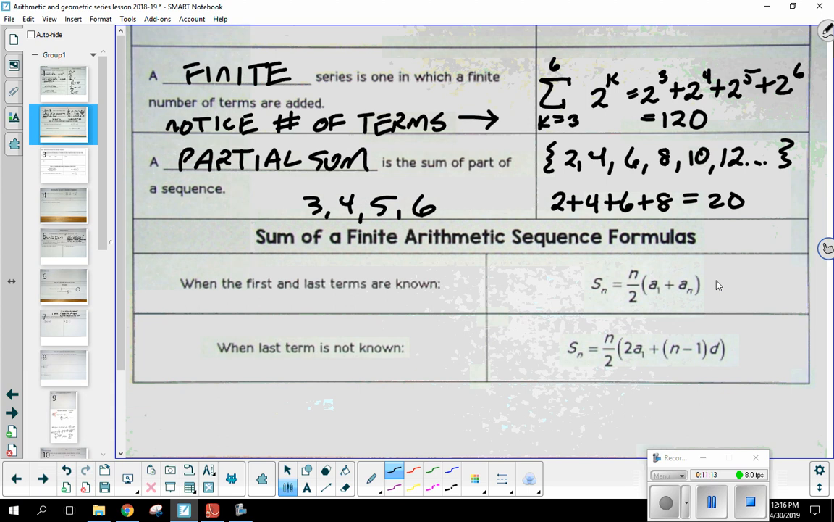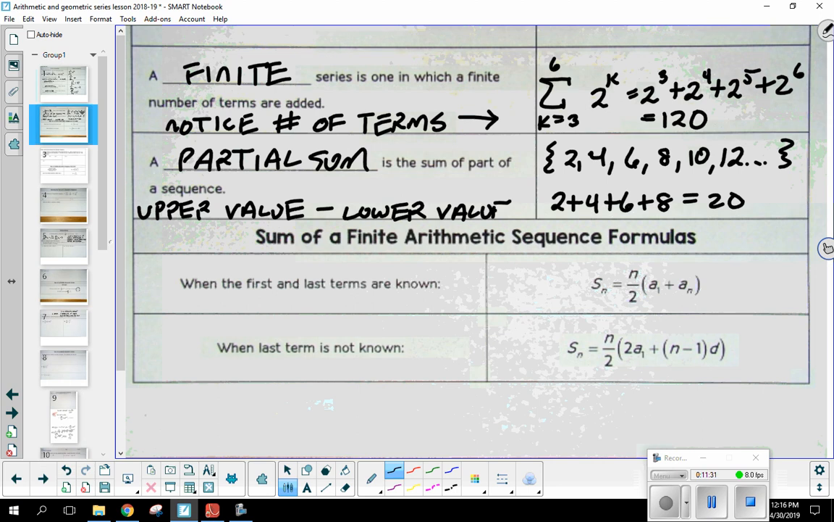So there's a formula that you need to use if you're not starting with the very first term. What you want to do is take the upper value minus the lower value, and then you add 1. Because if I take 6 and subtract 3, I'm subtracting off the term that I wanted to start the series with. That's why we add the 1 back to it.